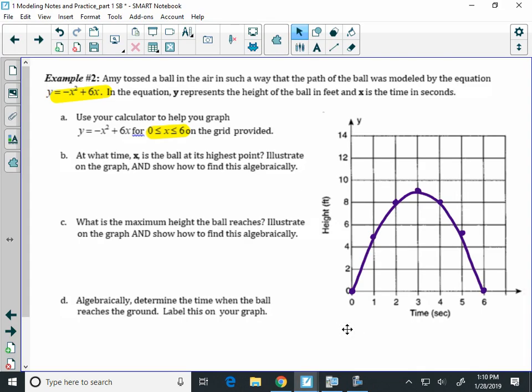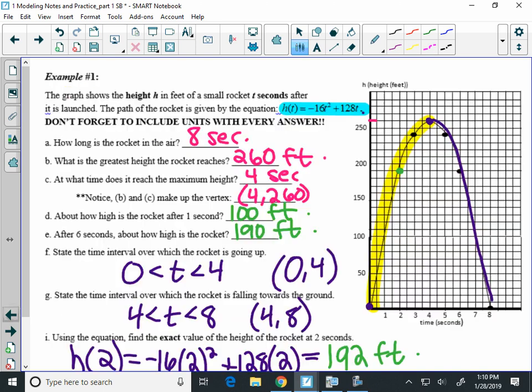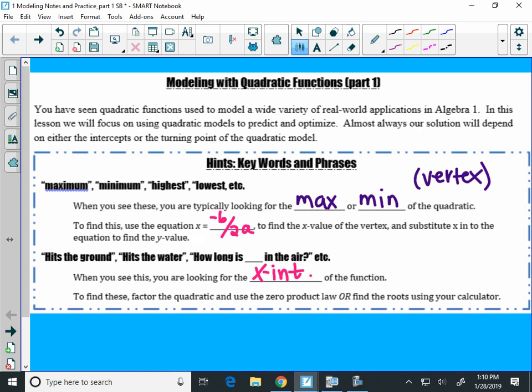So when I look at this graph, at what time x is the ball at its highest point? 3 seconds. All right, so I'm going to leave that here for a second. 3. That's the x-coordinate of the vertex. However, you need to know how to find that value algebraically, not just from a graph. And this goes back to the front of our notes, where we said if I'm finding the maximum or minimum, you might have to use this x equals the opposite of b over 2a formula.